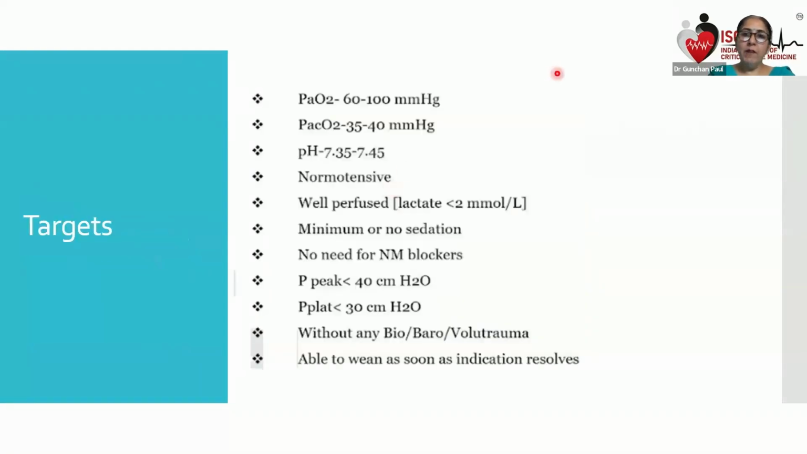So when we are mechanically ventilating, our target is to keep a PaO2 of 60 to 100, PCO2 between 35 to 40, these are the normal values, pH between 7.35 to 7.45, normotensive, because when I'm giving PEEP, I am worried about hypotension. A well-perfused patient, lactate should be low. Patient on ventilation, but with no sedation or minimal sedation, conscious, cooperative, and the peak pressure should be less than 40 centimeters.